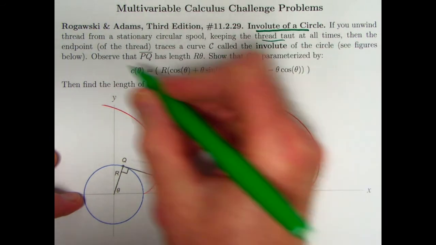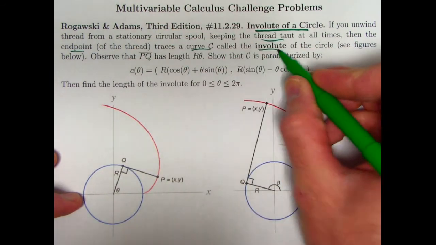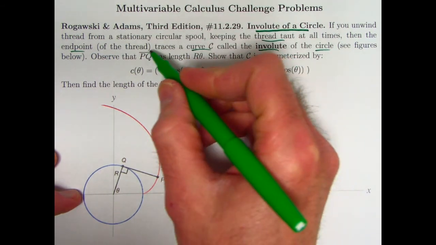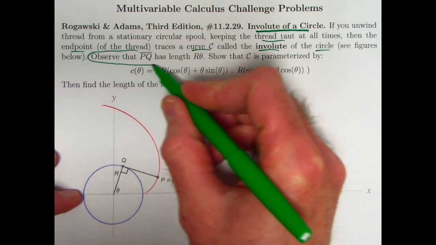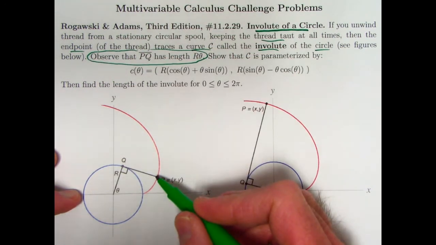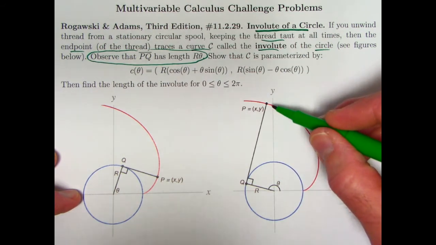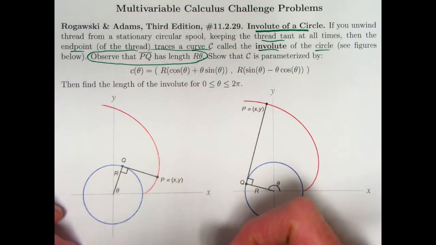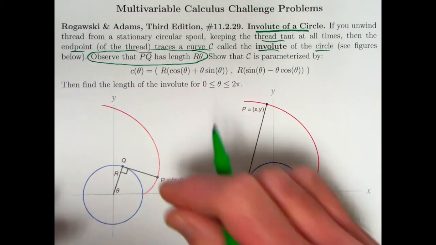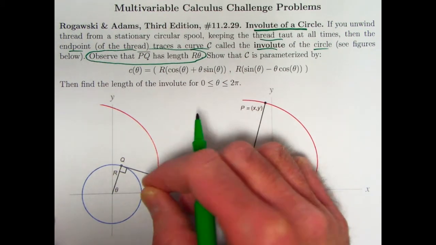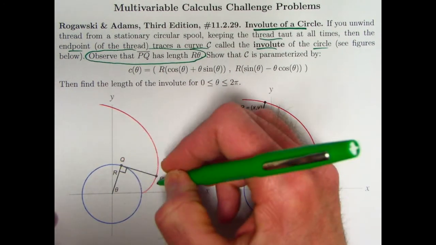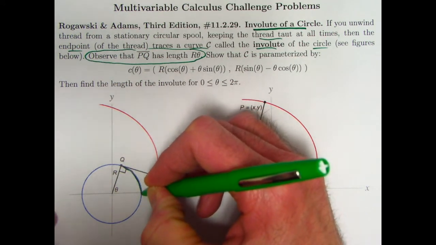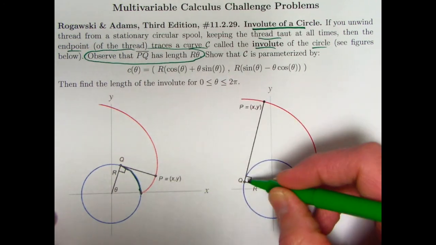So we keep the thread taut. The endpoint traces out a curve called the involute of a circle. See these figures below, that's the red curves. It is important to note that the line segment from P to Q, this line segment in this picture and this line segment in this picture, has length r times theta, where r is the radius of the circle and theta is the angle that has been swept out so far. Why is that? Well, because you're keeping it taut, you can see as you do the unwinding that the length of this line is going to be the same as the length of this arc of the circle, whose angle is theta. Same kind of thing over here.